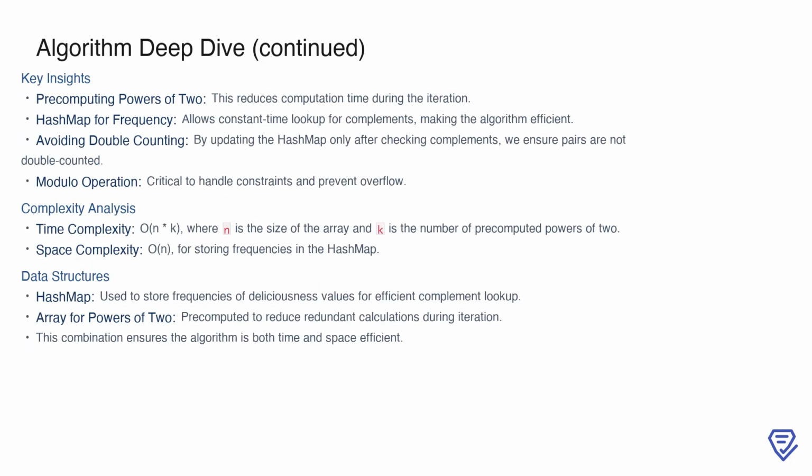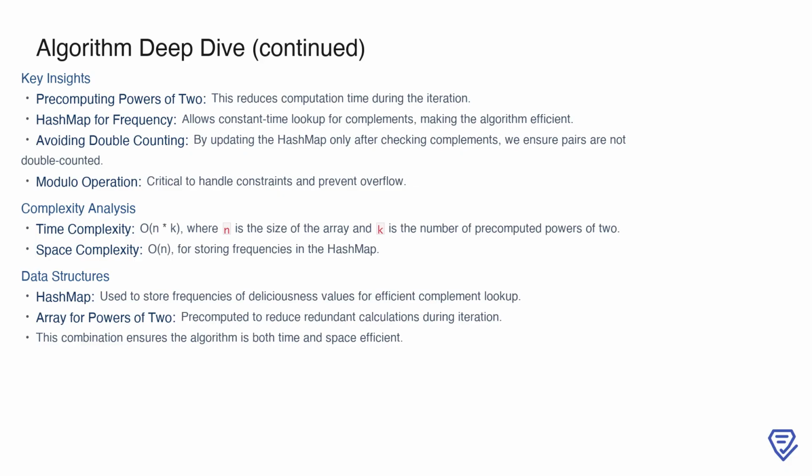The key insights of this algorithm lie in its efficiency and careful handling of constraints. By pre-computing powers of 2, we eliminate redundant calculations during the iteration. Using a hash map to store frequencies allows for constant time lookups, making the process of checking complements fast and efficient. To avoid double counting pairs, we ensure that each value is added to the hash map only after all its complements have been checked.